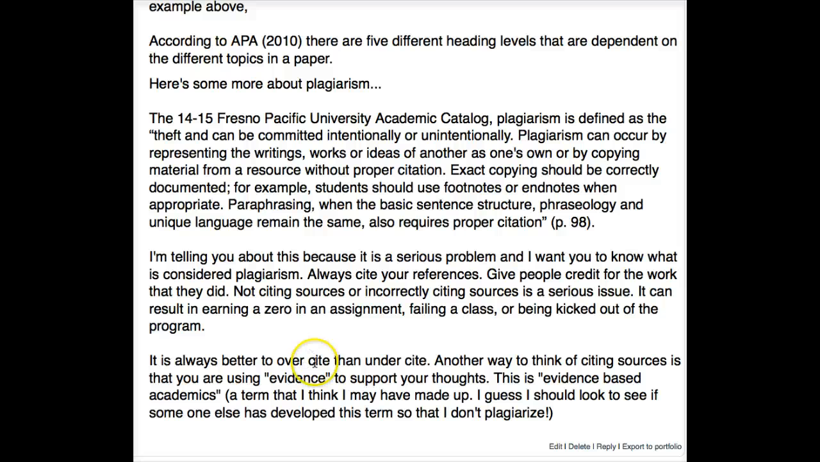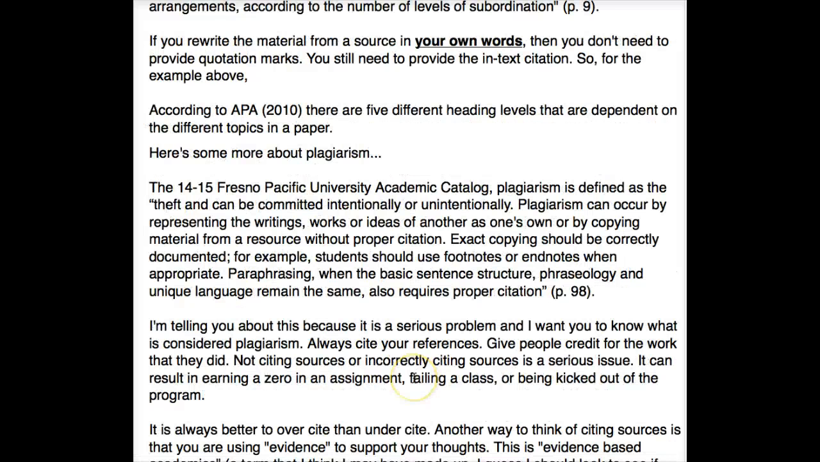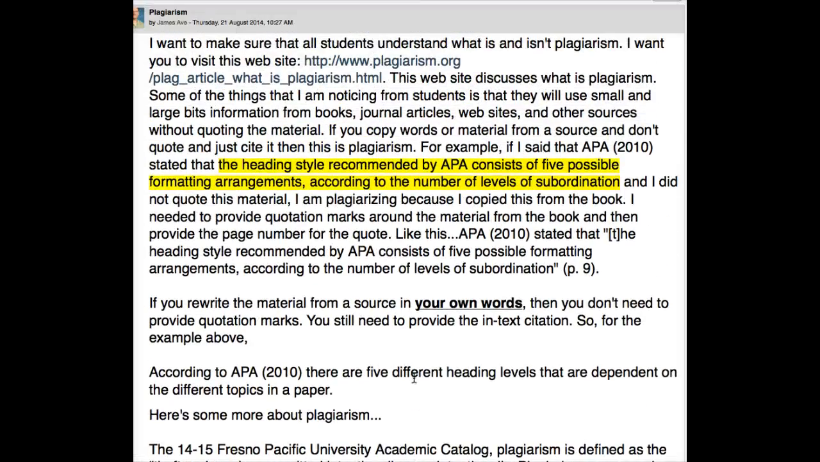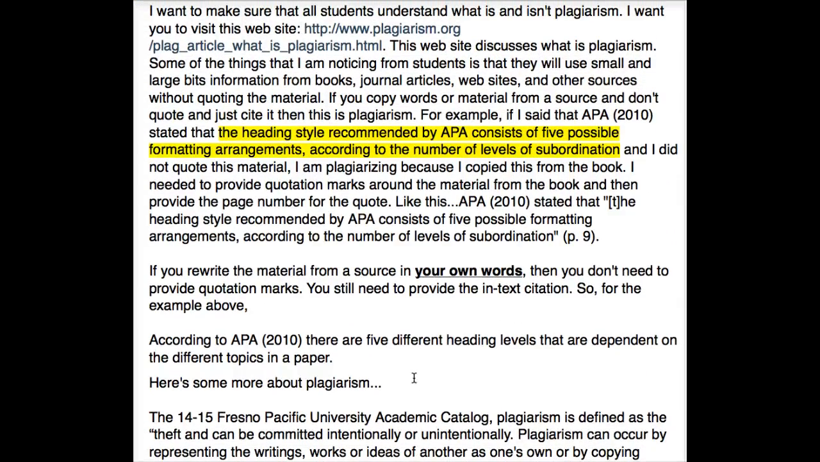It's always better to oversight than undersight. Another way of thinking of citing sources is that you are using evidence to support your thoughts. I talked about this in the introduction presentation. This is called evidence-based academics. Just give people credit for the work that they have done. This is, again, a serious issue. I want to make sure that you are aware of this at the beginning of this class and the beginning of the program.